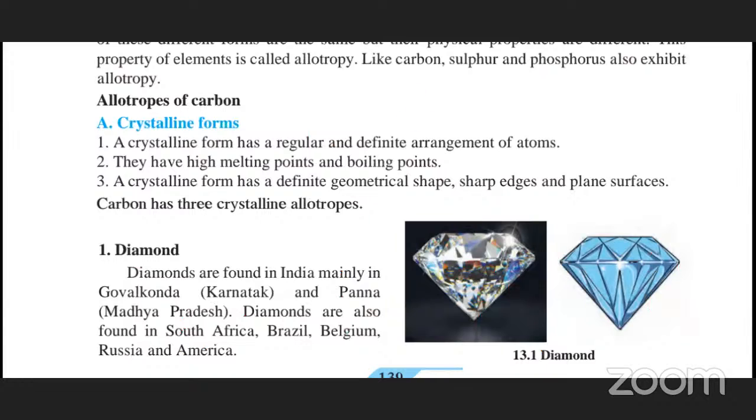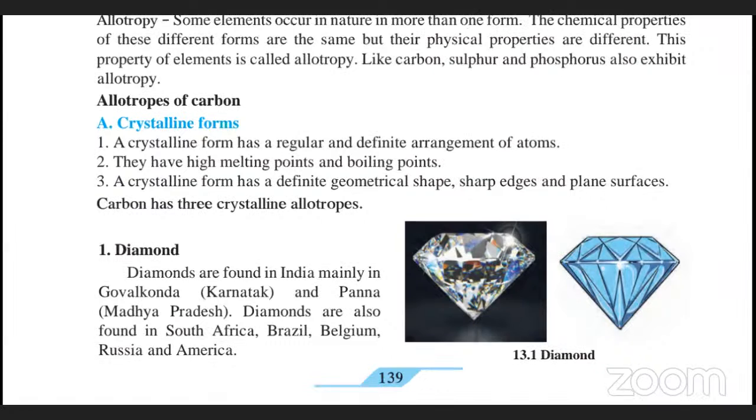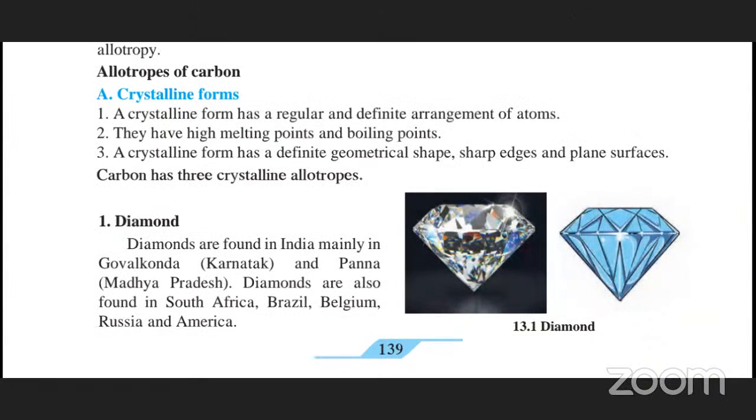Now we are going to study in detail about diamond. Diamonds are found in India mainly in Karnataka and Madhya Pradesh, and also in South Africa, Brazil, Belgium, Russia, and America. Talking about India, the most important places for finding diamond are Karnataka and Madhya Pradesh.